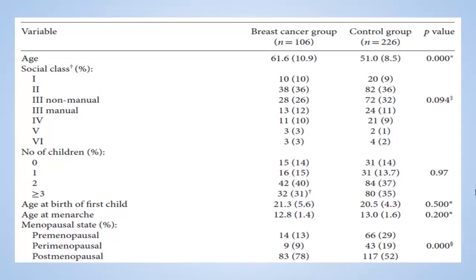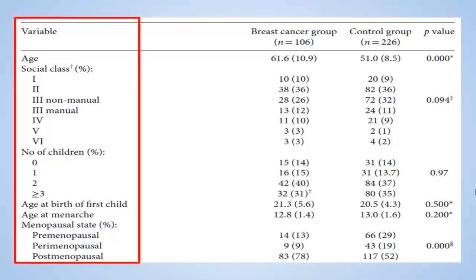This figure contains the basic characteristics of cases and controls from a case control study into stressful life events and the risk of breast cancer in women. So, we want to identify the type of each variable in this table. The first column contains variables, other columns contain data. Let's have a look at the variables.